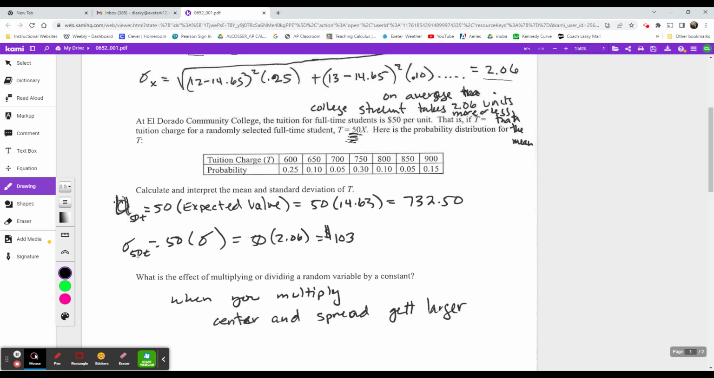Same thing with the standard deviation. The standard deviation gets wider. And so we're going to do 50 times the standard deviation, and it gets bigger and bigger. And so it's going to get 50 times bigger, so it's 103. So then on average, a student pays $103 more or less than the average of $732.5 for the units. So when we multiply, our center and spread get larger when we're multiplying by big numbers. If we're multiplying by fractions, it'll get smaller.